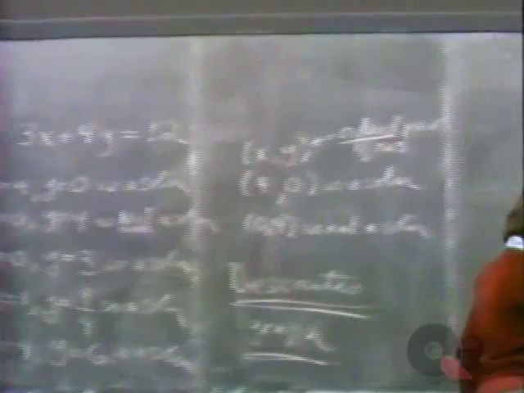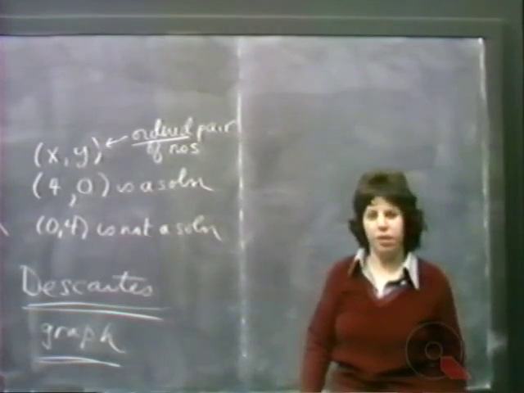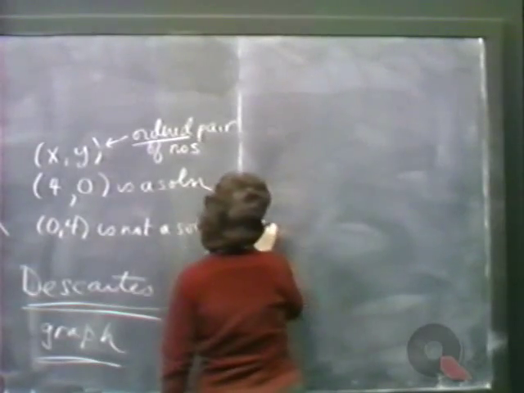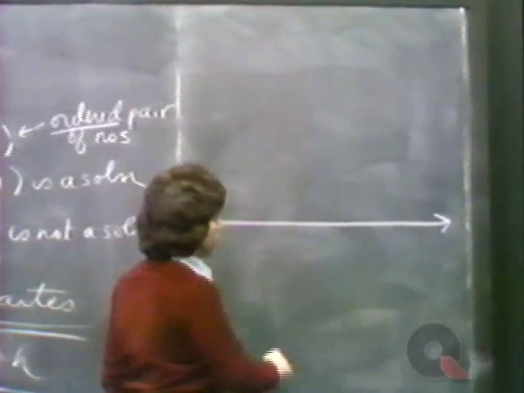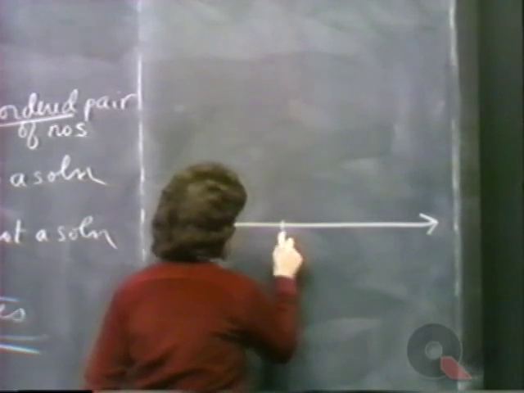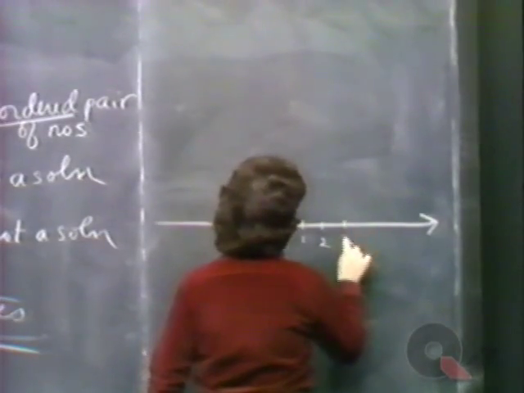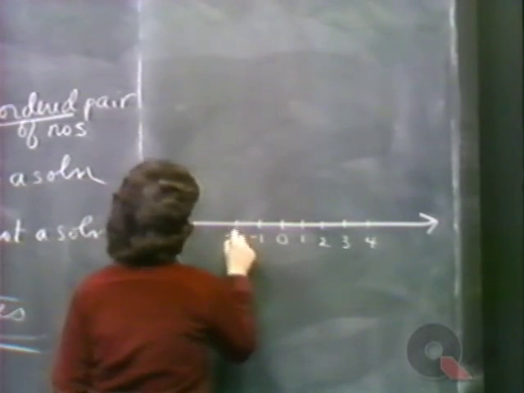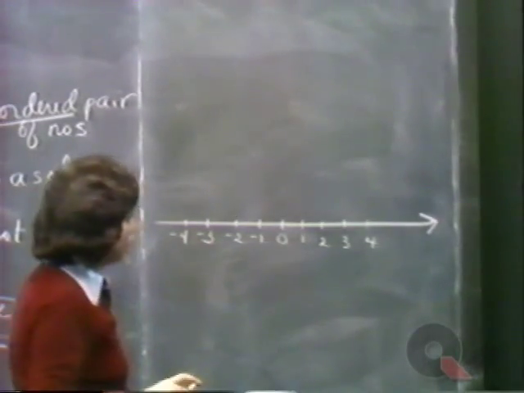Now, Descartes accomplished this by means of a system which we call the rectangular coordinate system or the Cartesian coordinate system, named after Descartes. What he did was to take a number line. We've seen number lines before. We take a number line, and we'll designate, say, this as the positive direction. We'll have, say, 0 here, +1, +2, +3, +4, and so on. And to the left of 0, of course, -1, -2, -3, -4.